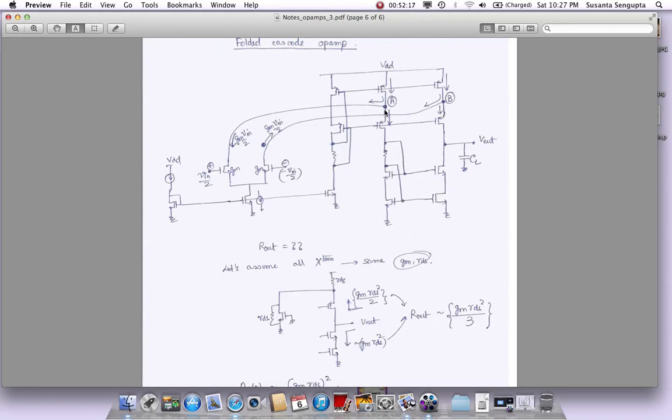So the dominant pole that's going to be caused here is at the output itself, because the resistance is extremely high. It's a cascoded output stage, and the capacitance, hopefully CL, is also pretty high. So this creates the dominant pole, and with this capacitance itself we compensate this op-amp. So we don't need a CC to compensate this. The CL itself kind of acts as a CC and creates the dominant pole at the output.